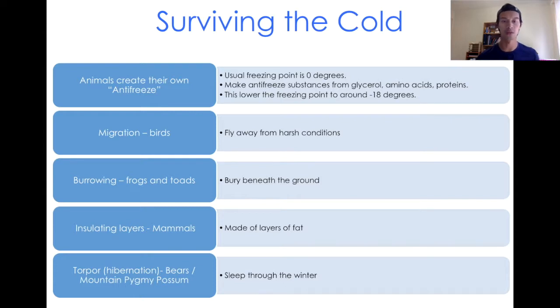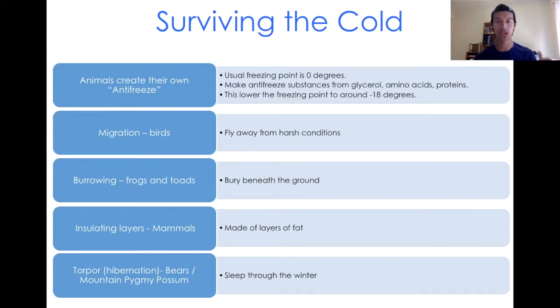Okay, so here's a few lists of examples that animals can do, and then we're going to take a look at a few key animals and how they survive. Antifreeze. So remember, not having your cells freeze up is a good thing. Animals can produce their own antifreeze, and it's often a substance made up of glycerol or amino acids or protein. What the antifreeze does is lower the freezing point for water within the cell. By having these molecules, it lowers the freezing point to around negative 18 degrees, which is pretty good for an animal to be able to survive.